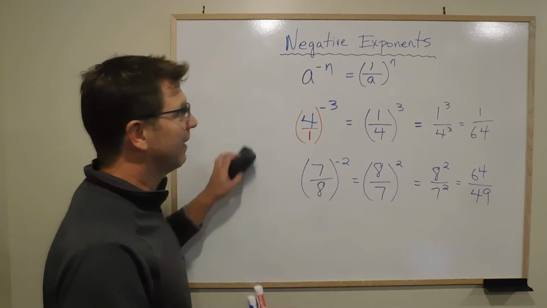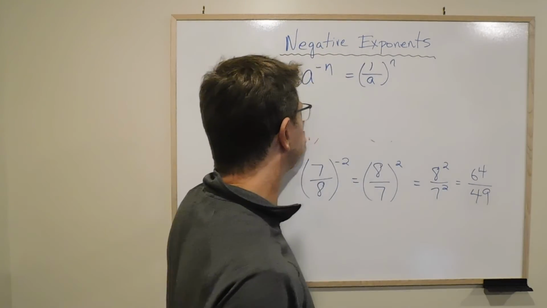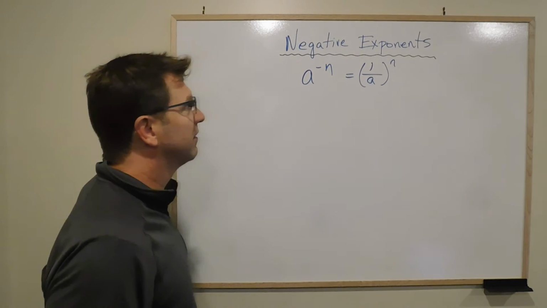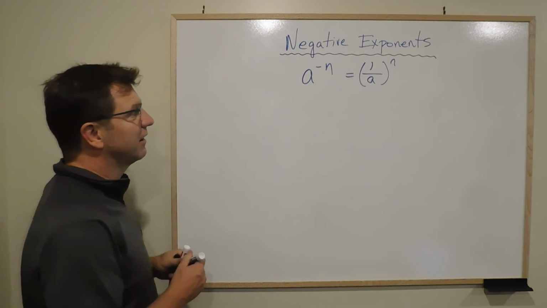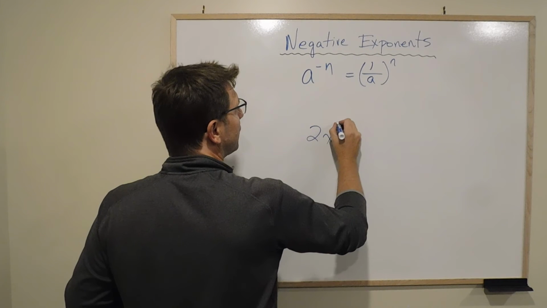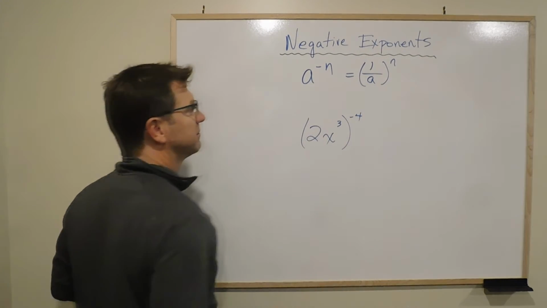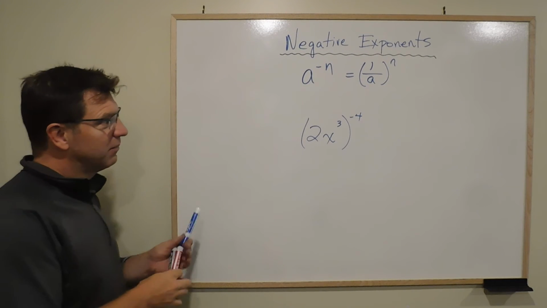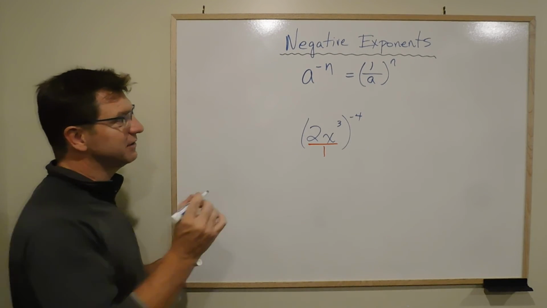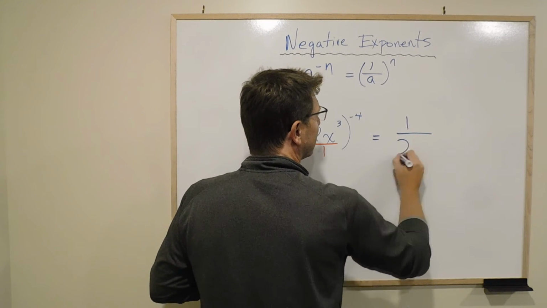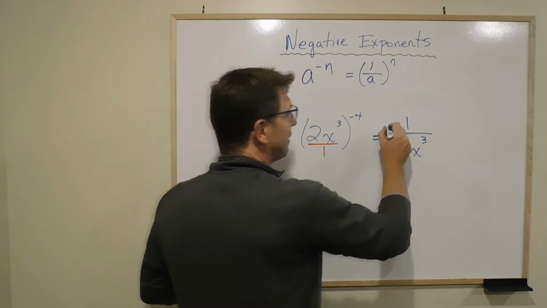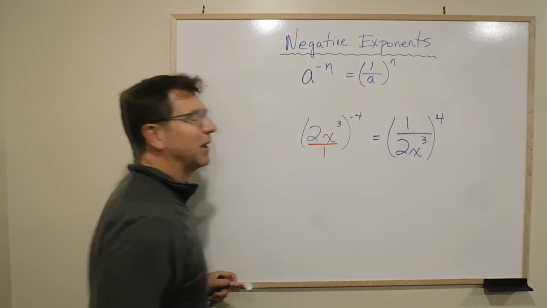Now, what if there's a variable involved? That doesn't really matter. Let's say I had 2x cubed to the negative 4. It doesn't really matter. We're going to assume that this base is a fraction. And if we assume that it's a fraction, we can take the reciprocal of the fraction, flip it upside down. And if we take the reciprocal, that means we are allowed to make the exponent positive.